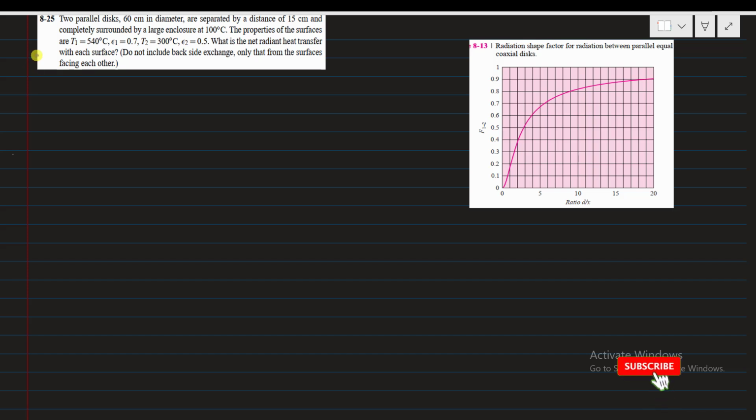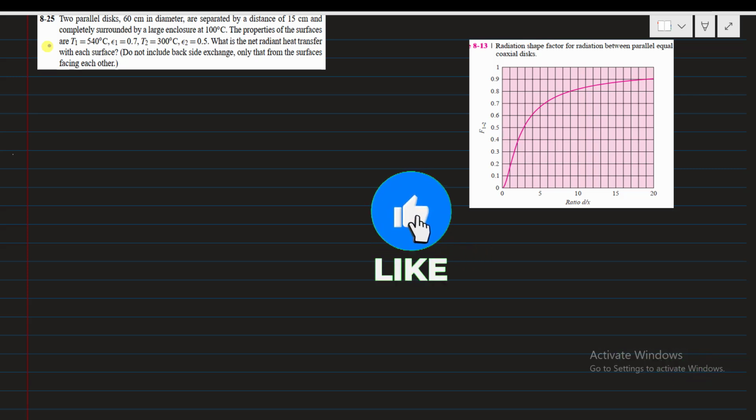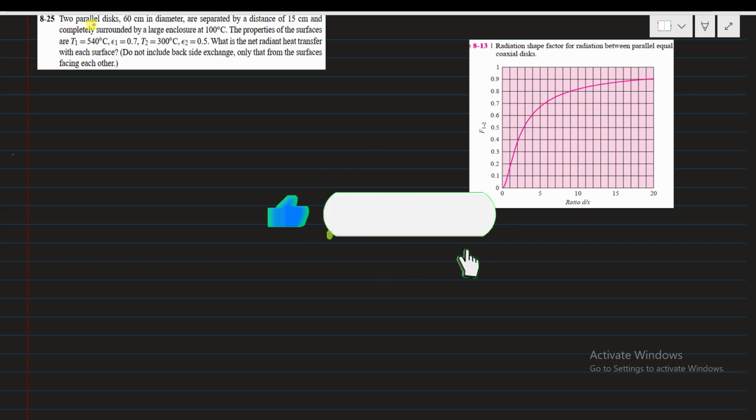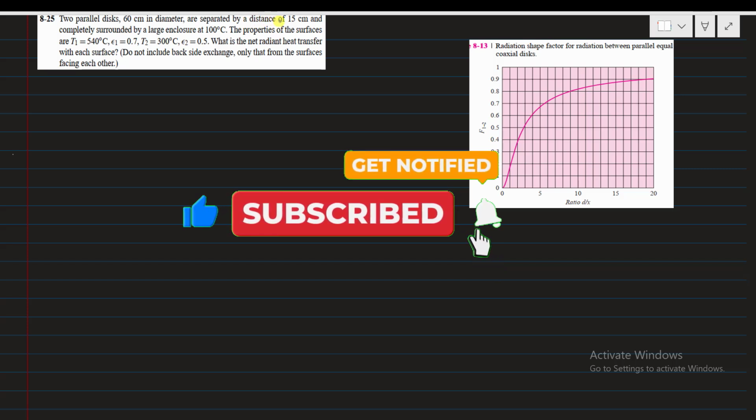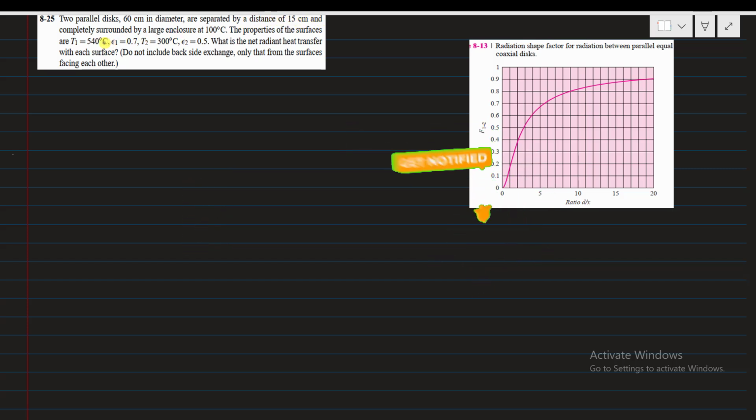Dear viewers, in this video we will solve problem 8.25 from the book Heat Transfer by J.P. Holman, from chapter 8 of the heat transfer book. So here is the statement of the problem. Two parallel discs, 60 centimeter in diameter, are separated by a distance of 15 centimeter and completely surrounded by a large enclosure at 100 centigrade.